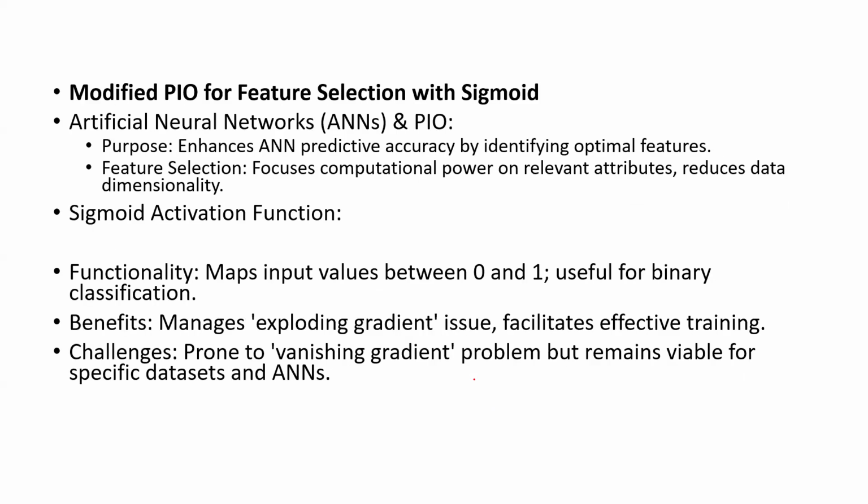Then about the modified PIO for feature selection with sigmoid, the first is artificial neural network and PIO, the purpose of enhanced predictive accuracy. And in the process, feature selection focuses computational power on relevant attributes, reducing resource use and data dimensionality.